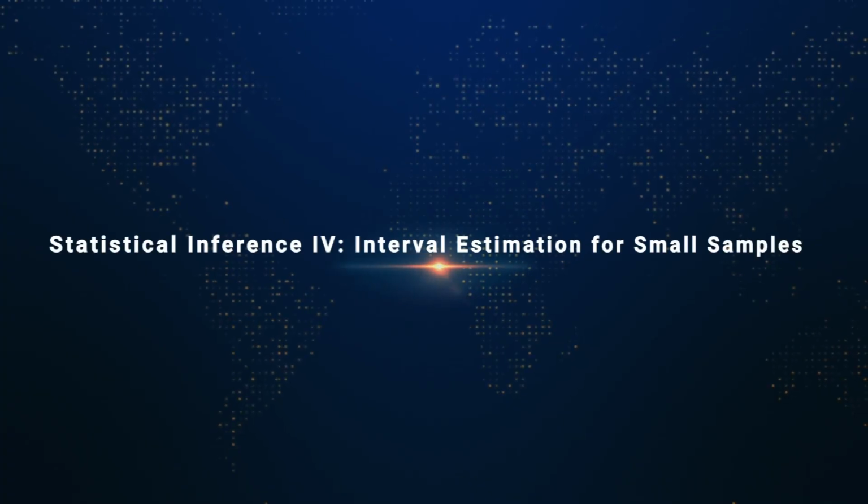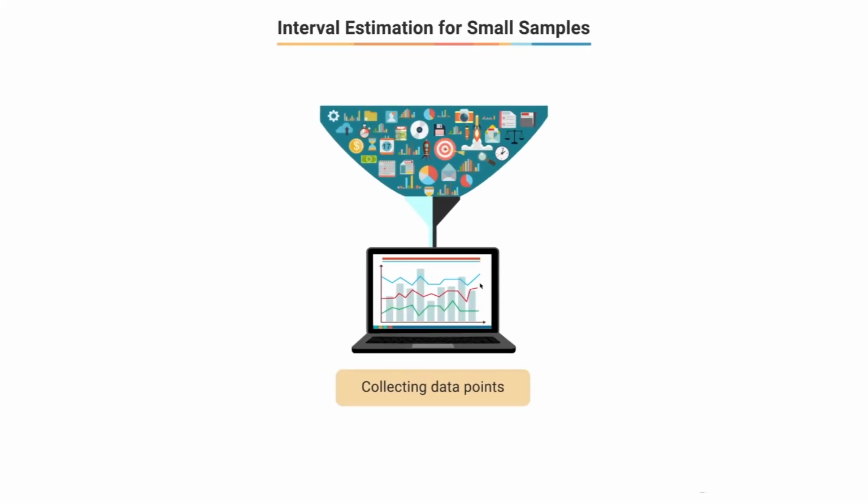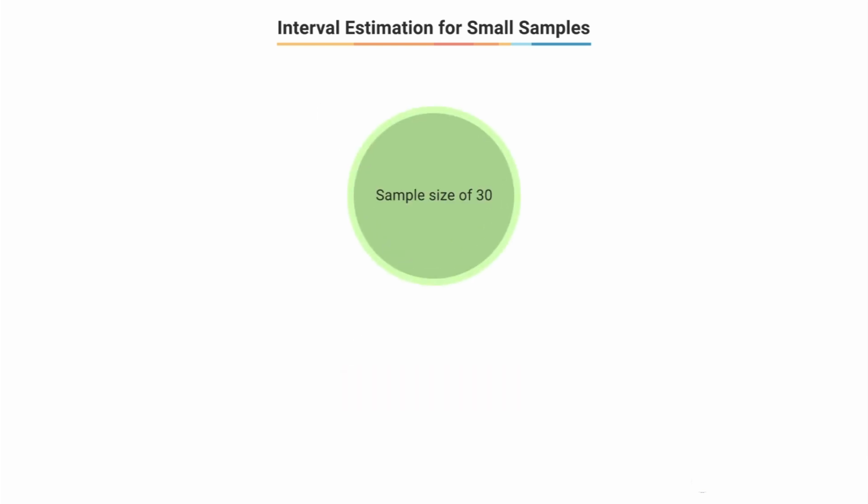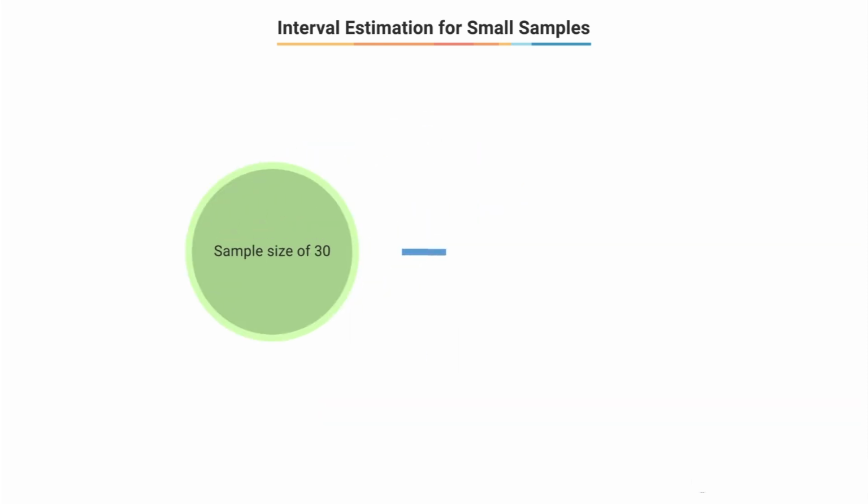Statistical inference for interval estimation for small samples. So far, you had the luxury of collecting lots of data points, which meant your sample size was at least 30, which allowed you to apply the central limit theorem. Hence, you need a minimum sample size of 30 to be able to use the Z distribution for calculating the confidence interval. However, in real life, you'll often come across situations where you have to work with small samples.